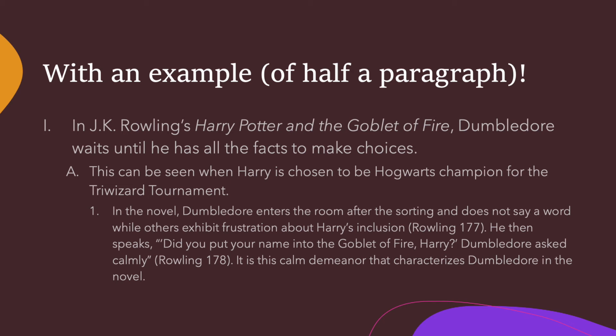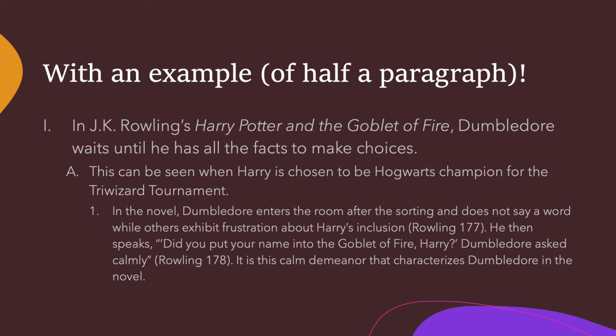So then we kind of develop that more, giving a specific example. This can be seen when Harry is chosen to be Hogwarts champion for the Triwizard Tournament. Cool, we just got a little bit more specific, but we need to be even more specific than that. So then we go, okay, in the novel, Dumbledore enters the room after the sorting and does not say a word while others exhibit frustration about Harry's inclusion. And then we have our in-text citation, because guess what?